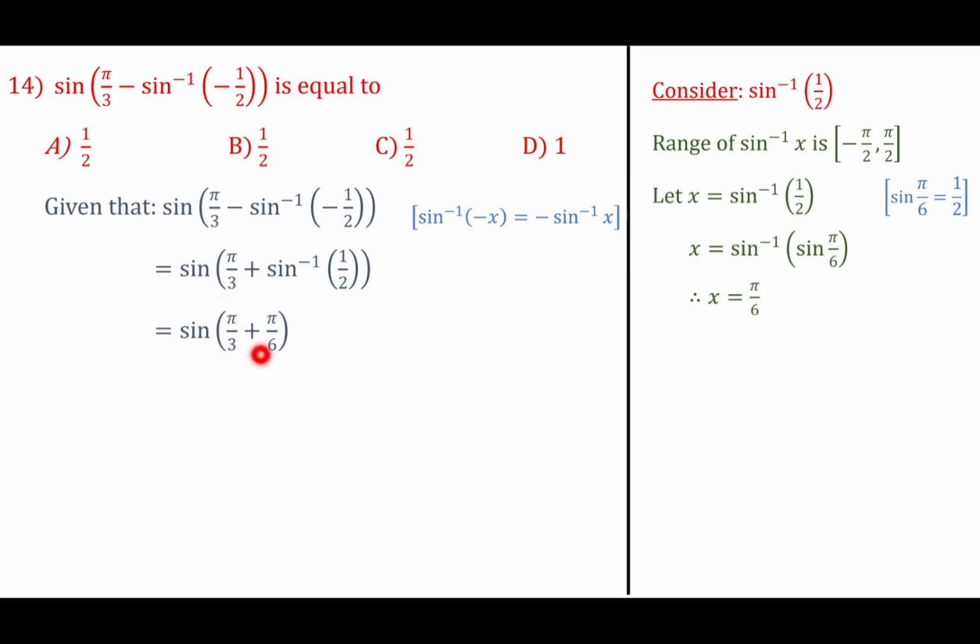Sine of pi by 3 plus pi by 6. Now the LCM is 6. Here 6 divided by 3 is 2, 2 times pi is 2 pi, plus 6 divided by 6 is 1, 1 times pi is pi. So 2 pi plus pi is 3 pi by 6. Sine of 3 pi by 6, which is sine pi by 2. Sine pi by 2 is nothing but sine 90, which is 1. So the final answer is option A.